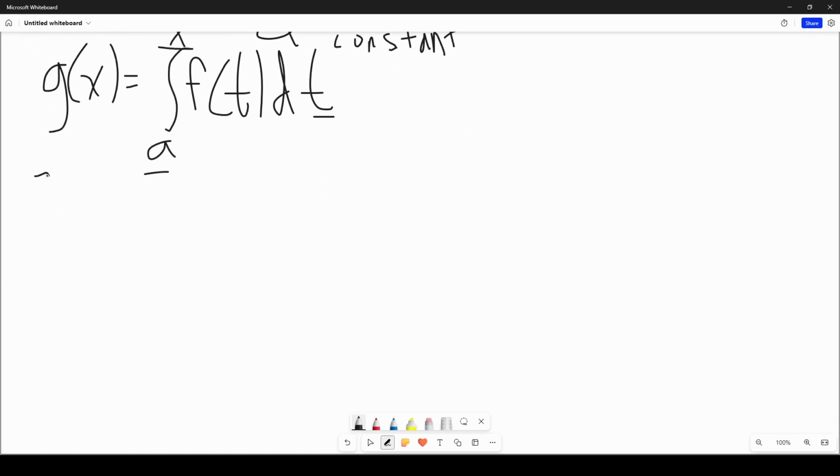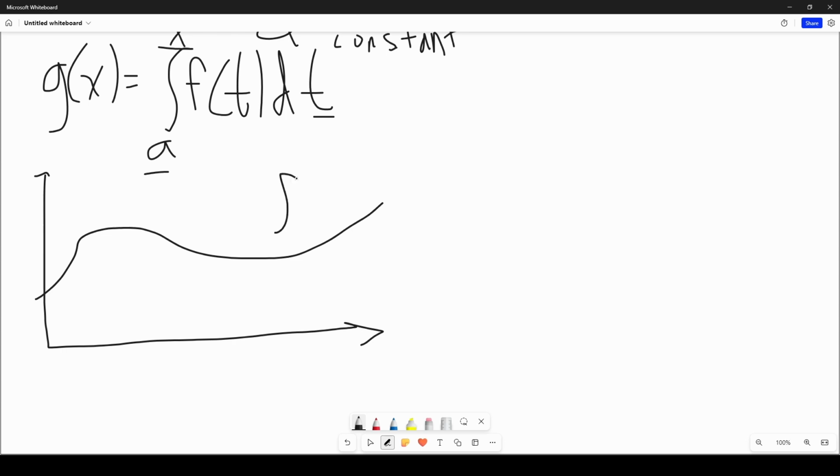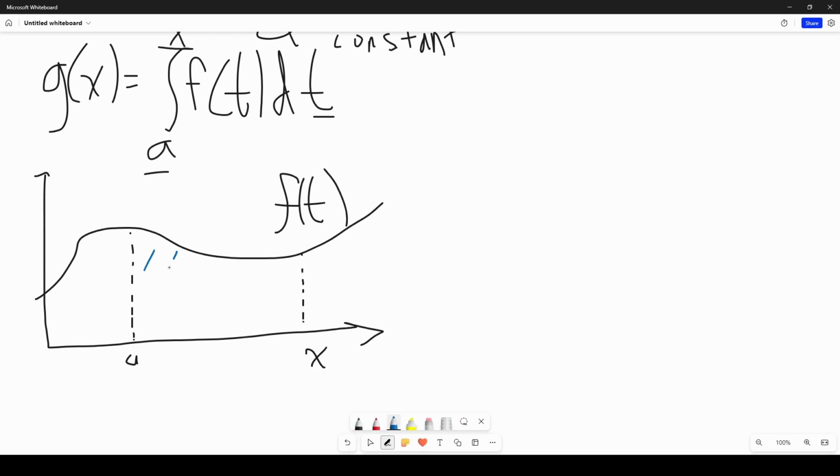So imagine we have some function, we're going to call it f. So this is f of t. And we're taking the definite integral, which we know to be the area under the curve, from a to some point x. And we're looking for this area. That's what the definite integral is giving us. Now this x, since it's a variable, is varying either way, right?